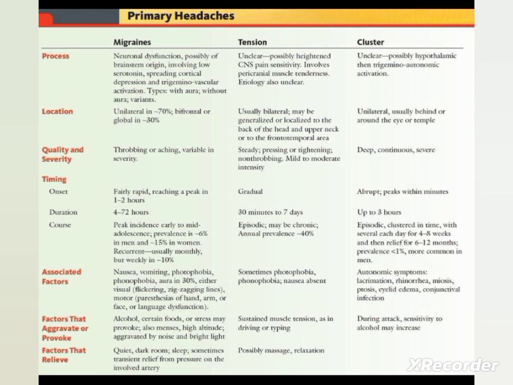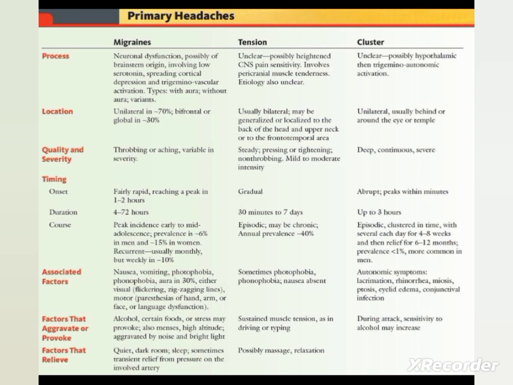In tension headache, usually the feature is photophobia, the aura will be absent, and nausea will not be present. In cluster headache, there will be lacrimation, rhinorrhea, miosis, ptosis. All the eye problems will be present with cluster headache. Next, factors that aggravate or provoke. In migraine headache, alcohol, certain foods, stress, menses, high altitude, noise and bright light may provoke migraines. In tension headache, mainly sustained muscle tension, especially driving or typing, may cause it. Cluster headache mainly occurs during an attack. Sensitivity to alcohol may increase the chance of cluster headache.